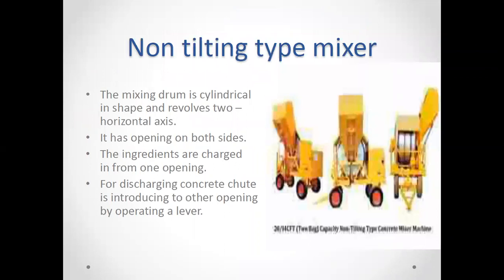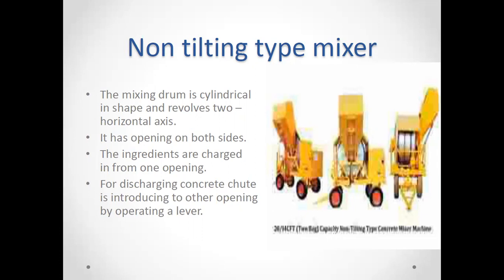So next is the non-tilting type mixer. In this, the mixer can't be rotated to any angle. So that's why it is known as non-tilting. As the name suggests, it can't be tilted. The mixing drum is cylindrical in shape and revolves on a horizontal axis, with openings on both sides. So we have to charge the ingredients of concrete from one opening, and for discharging, the concrete tube is introduced to the other opening by operating a lever.